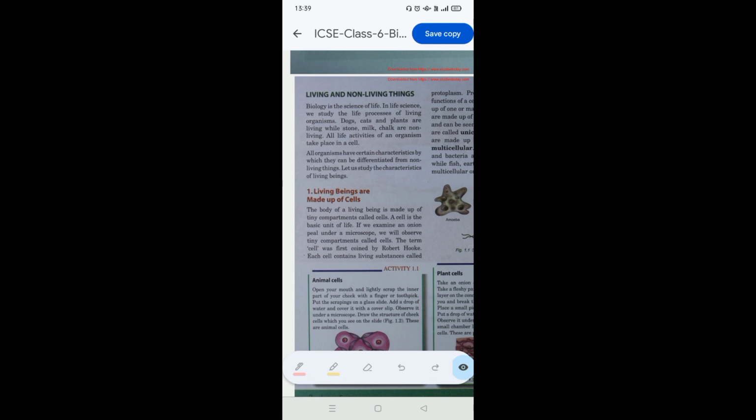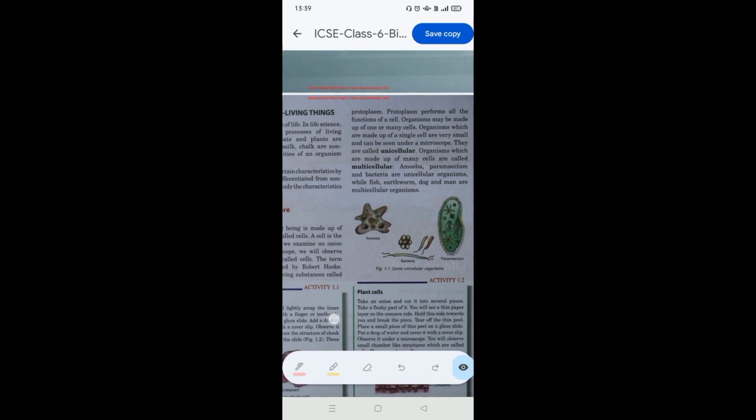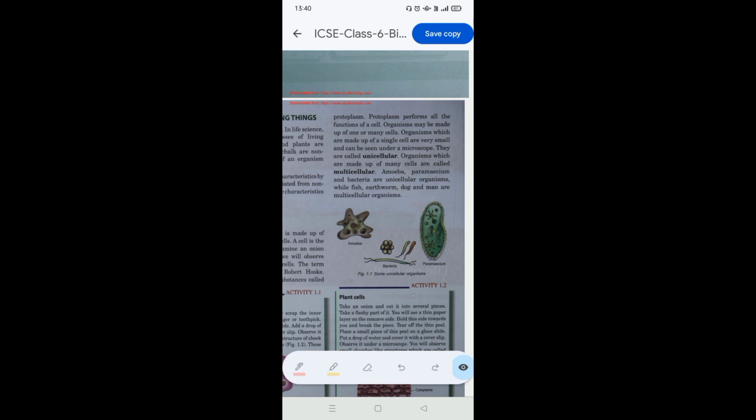If we examine an onion peel under a microscope, we will observe tiny compartments called cells. The term cell was first coined by Robert Hooke. Each cell contains living substances called protoplasm. Protoplasm performs all the functions of a cell.